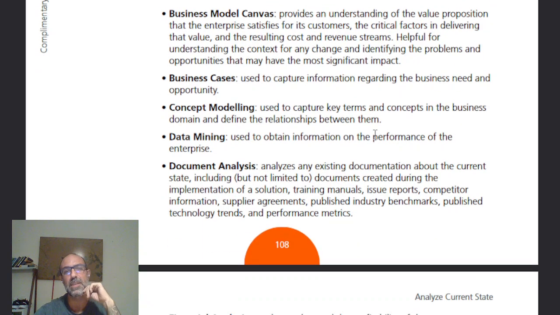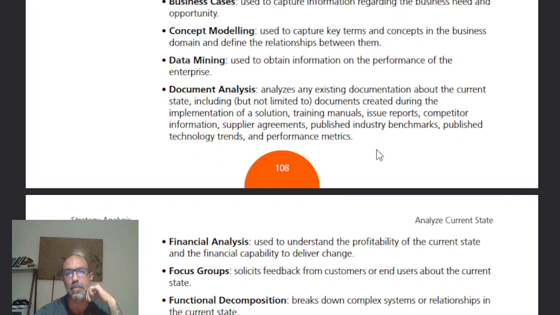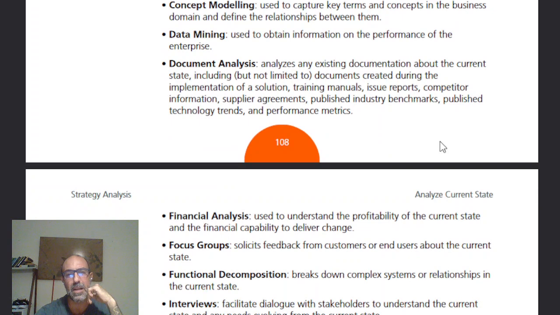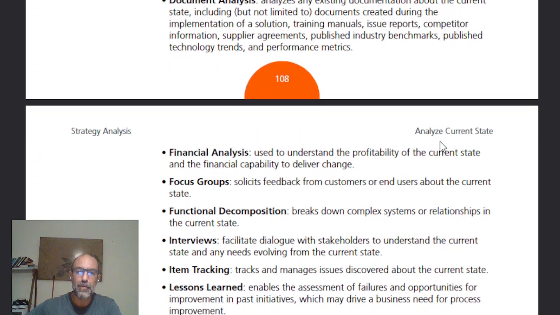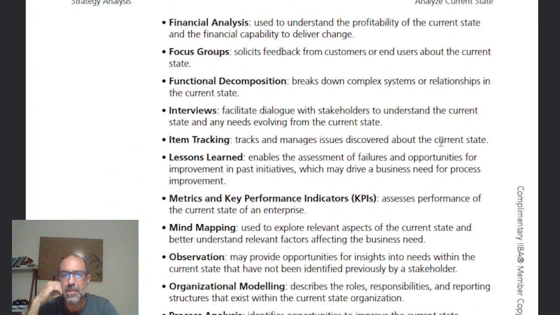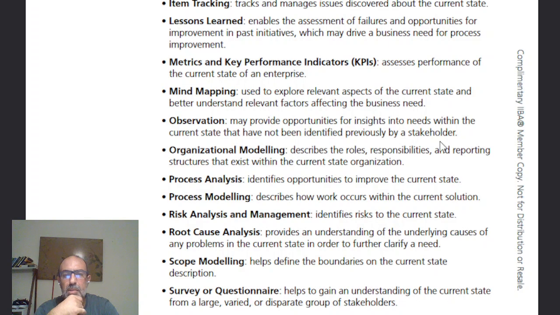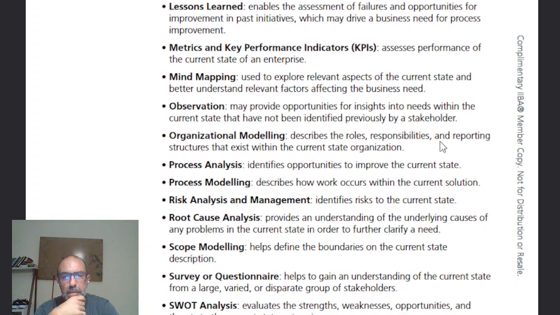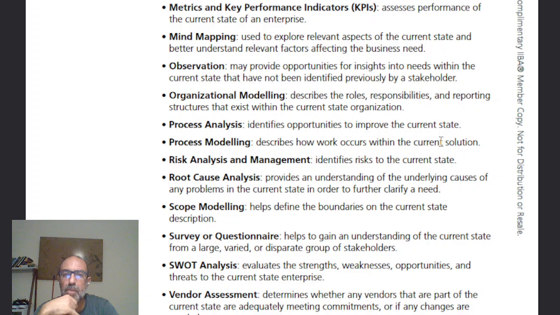Great. Business cases are used to capture information. Concept modeling is used to capture key terms and concepts of the business domain and the relationships between them. Data mining is used to obtain information on the performance of the enterprise. Document analysis analyzes any existing documentation about the current state, including but not limited to documents created during the implementation of a solution: training manuals, issue reports, competitor information, supplier agreements. Financial analysis, focus groups, functional decomposition, which breaks down complex systems or relationships in the current state. Interviews, item tracking, which tracks and manages issues discovered about the current state. Lessons learned enable the assessment of failures and opportunities. Metrics and KPIs, key performance indicators, assess performance of the current state of an enterprise.